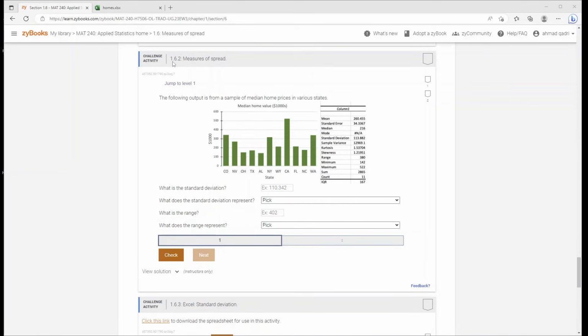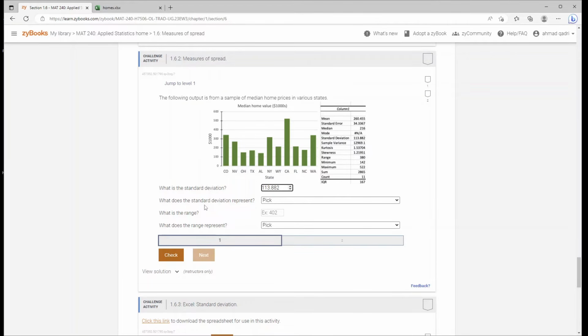So B represents the orange distribution here, and that is the correct response. This challenge activity is 1.6.2, and this is about measures of spread. So we have this graph shown here where the x-axis shows state abbreviations and y-axis is the median home price. And then we have these statistics here. The question is, what is the standard deviation? So if you look at this table here, we have the standard deviation value shown here, and the value for that standard deviation is 113.882.